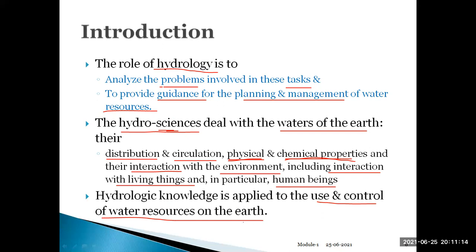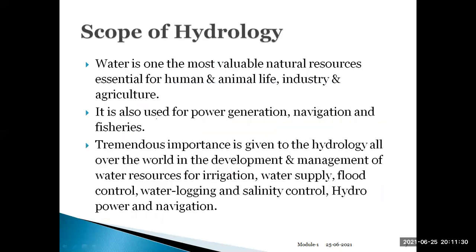So we have two main sources of water: surface water and groundwater. So how are we going to use this knowledge of hydrology to control the wastage of water, and to use the available water resources on the earth efficiently? Next, coming to the next topic, that is the scope of hydrology.